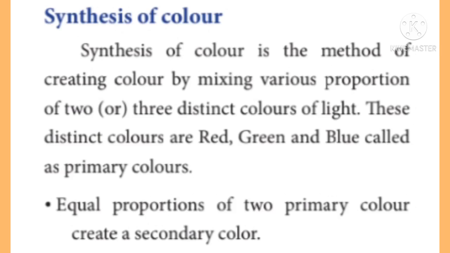Next, synthesis of color. Synthesis of color is the method of creating color by mixing various proportions of 2 or 3 distinct colors of light. These distinct colors are red, green and blue, called primary colors. So what are the primary colors we have? Red, green and blue. Equal proportions of 2 primary colors create a secondary color.